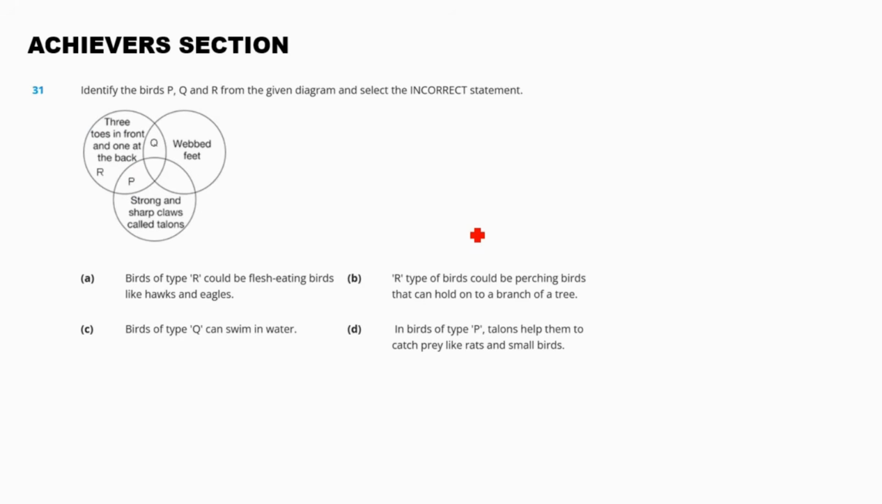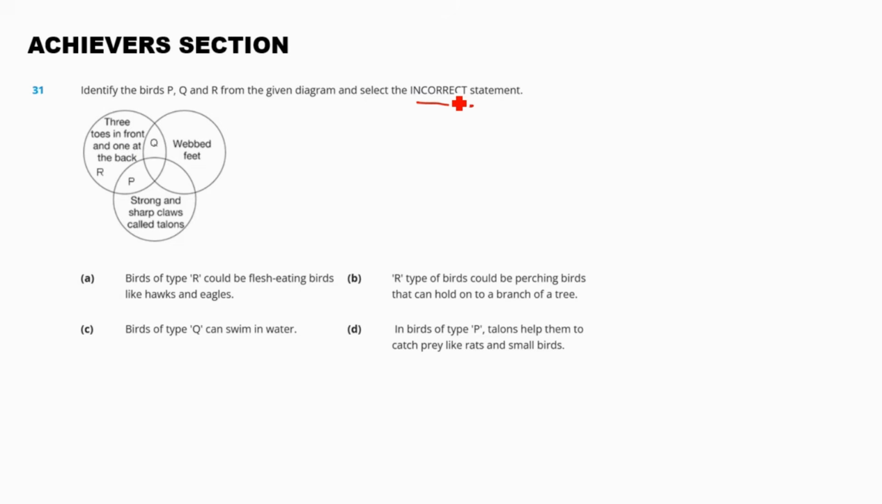Question number 31. So from here we start with the achiever section. Identify the birds P, Q and R from the given diagrams and select the incorrect statement. So Q is between these two. So Q is the bird that has wet feet and 3 toes in front and 1 at the back. P is having strong and sharp claws called talons and it has 3 toes in front and 1 at the back, and R is the bird that has 3 toes in front and 1 at the back. So we have to find the incorrect statement.